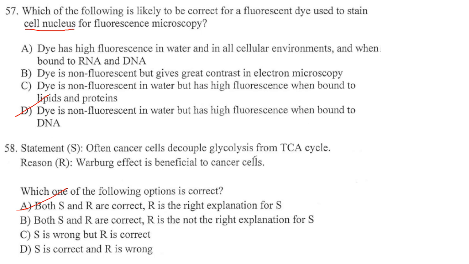Dye is non-fluorescent in water. Yes, that is correct, but has high fluorescence when bound to lipids and protein. It is not to lipid and protein that it has to bind, because you will not distinguish it as nucleus. Lipids and proteins are present in other cell organelles; in mitochondria also you have lipids and protein. Chloroplast also has lipids and proteins in its membrane. So, you cannot distinguish. Now, you have to distinguish your cell nucleus. For that, you need option D. Dye is non-fluorescent in water but has high fluorescence when bound to DNA. DNA is present in the cell nucleus. So, naturally, you will be able to distinguish your cell nucleus. So, D is the answer.